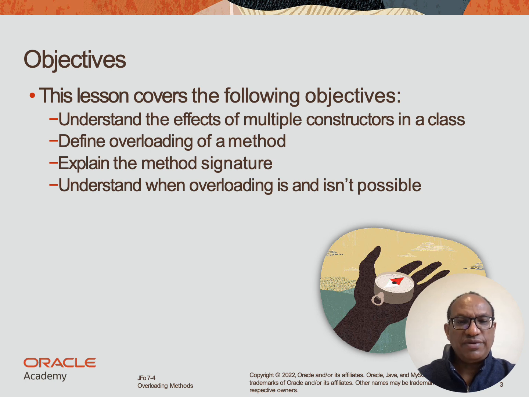Here's what we're going to cover: the idea of multiple constructors in a class, what method overloading means, what makes a method signature unique, and how to know when you can or can't overload something.